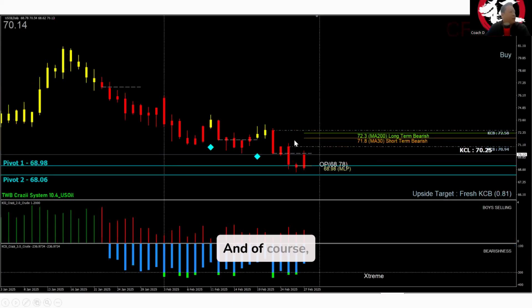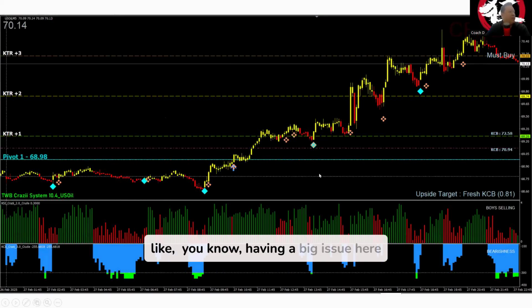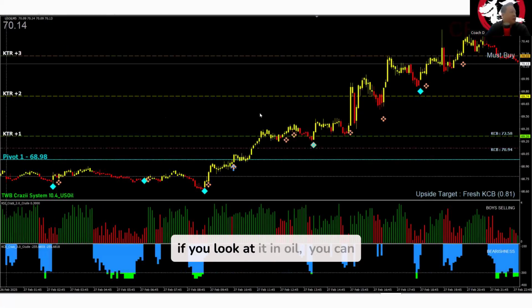Okay, and of course, this is the opposite of gold. It's the oil. Oil, although it's having a big issue right now, and people are just moving away. But if you look at it in oil, you can see that it's not that bad. All is good. Just follow the 4 diamonds and you'll be able to get out easily from the market.